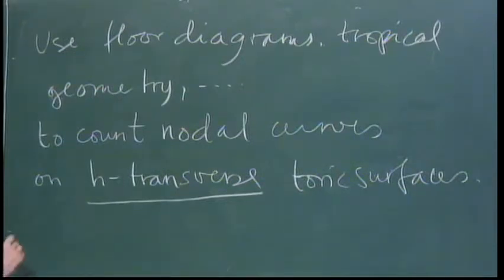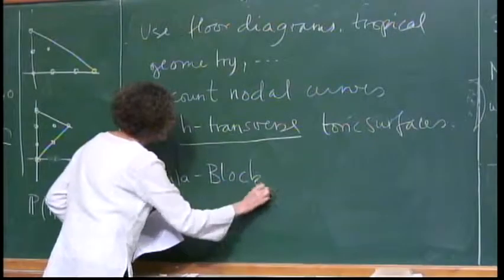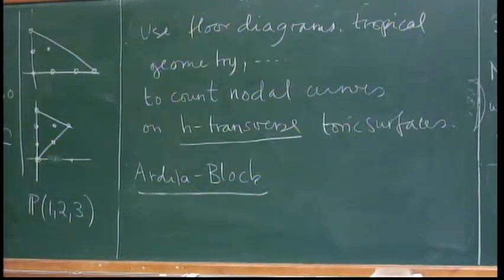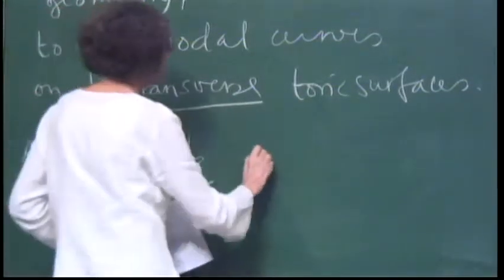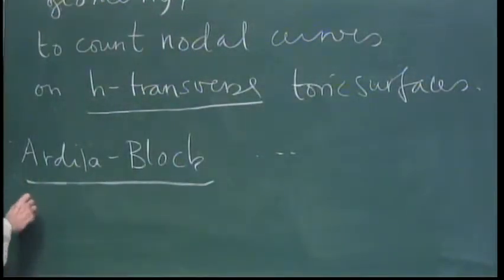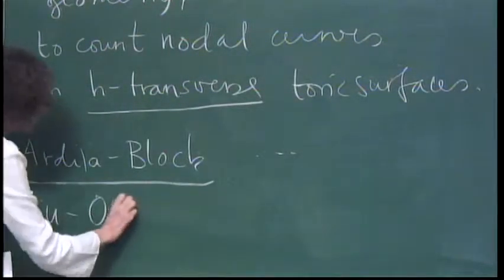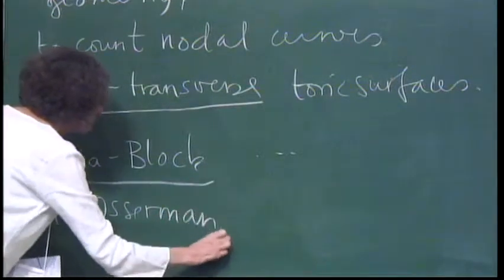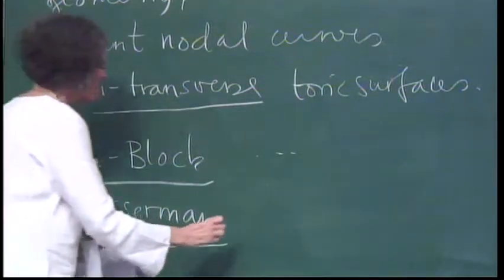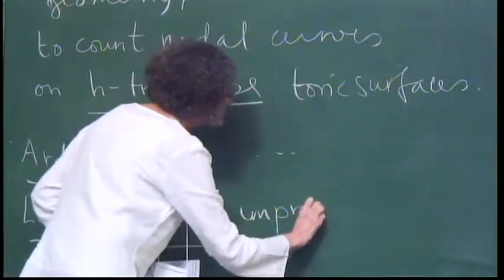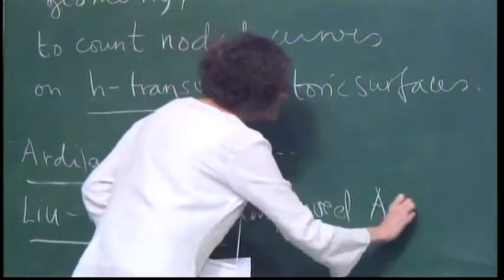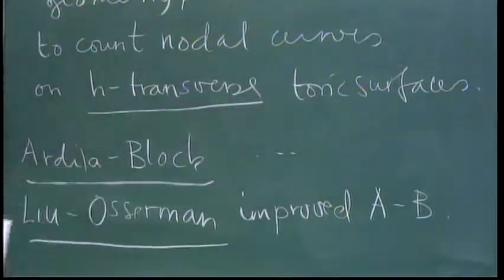So this is what Florian was doing with Ardila. And they got some way. But then Liu and Osserman, Brian Osserman, and this is all recent, improved their work. And so they gave polynomiality conditions. So this is in their work.